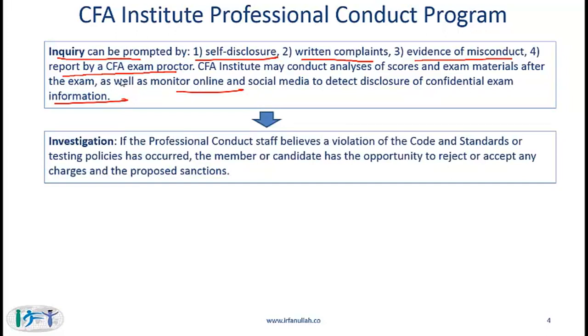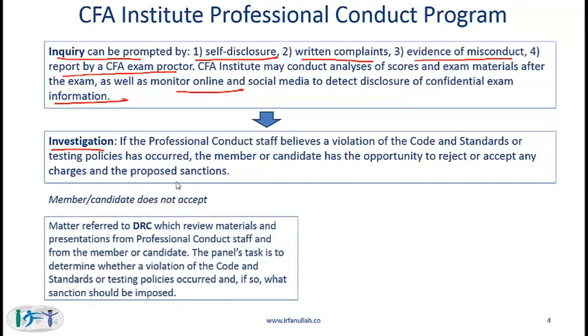After the inquiry, the next point to discuss is the investigation. If the professional conduct staff believes a violation of the code and standards or testing policies has occurred, the member or candidate has the opportunity to reject or accept any charges and the proposed sanctions. So clearly there are two scenarios here. After the investigation, the professional conduct team will either say that there was a violation or that there was no violation. If there is a violation, then the member or candidate can either accept the violation and accept the sanctions, or the other scenario is that the member does not accept.